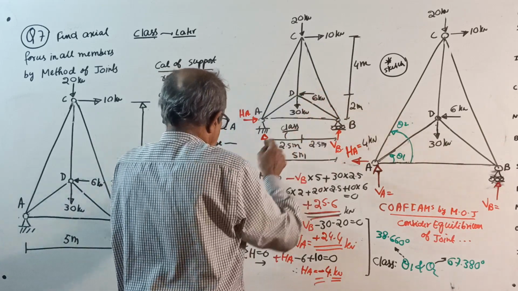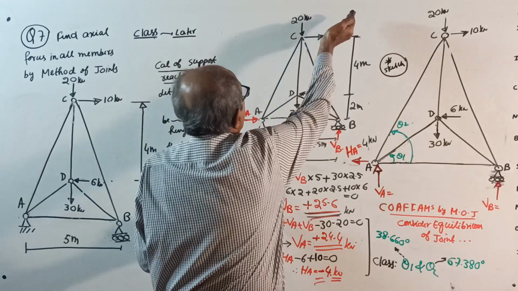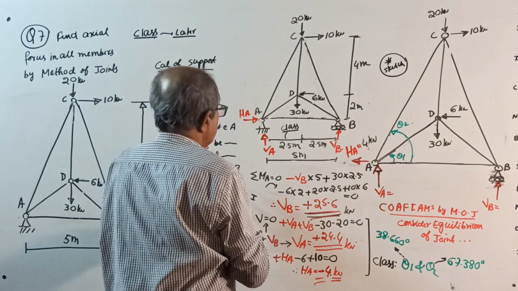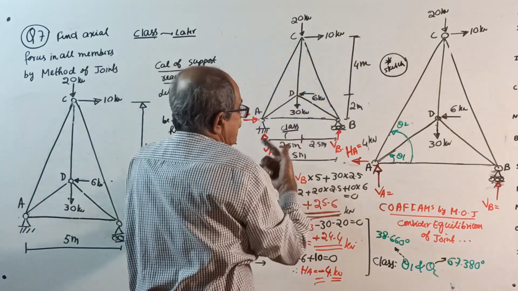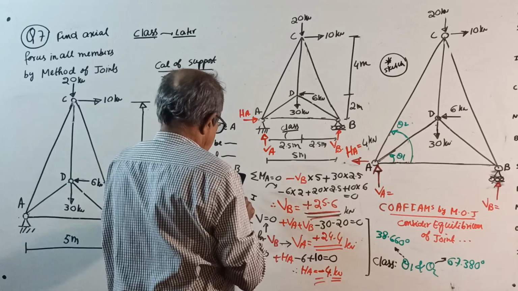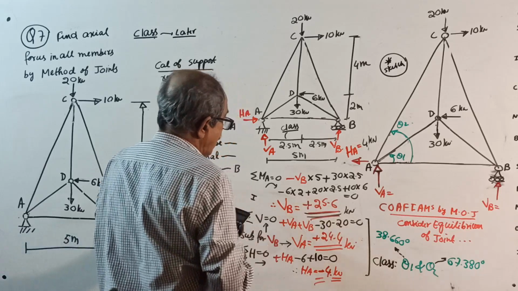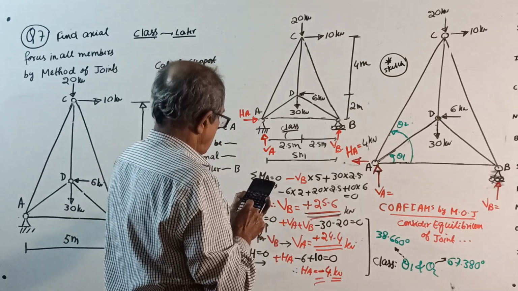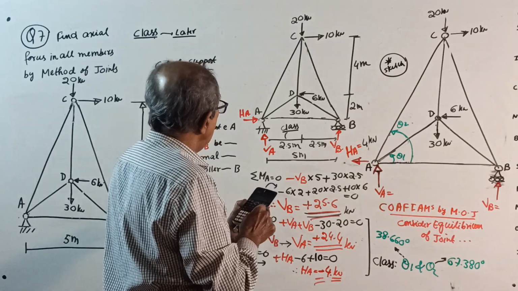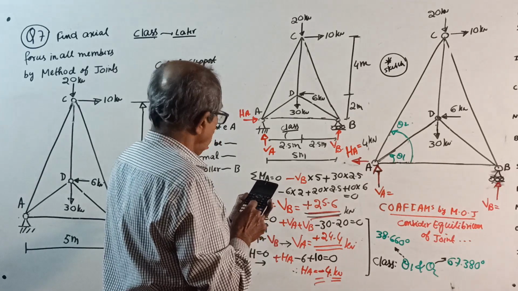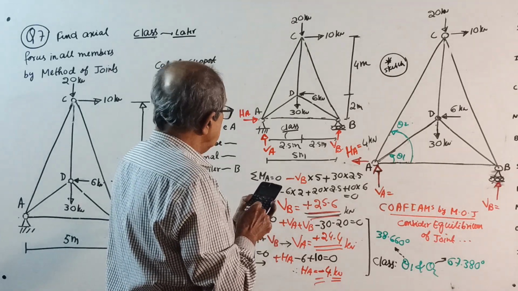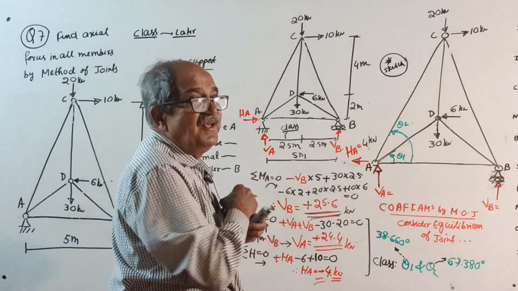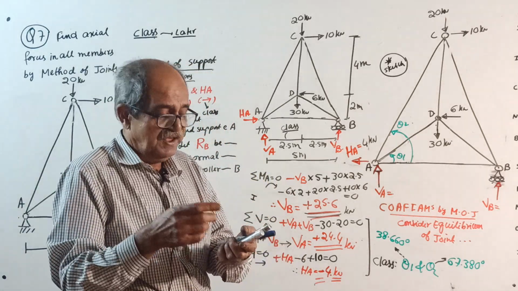minus 6 into 2, minus 20 into 2.5, then plus 10 into 6, divided by 5. 15.4. See, what is 30 into 2.5 plus 20 into 2.5, then minus 6 into 2 plus 10 into 6 divided by 5? 34.6.